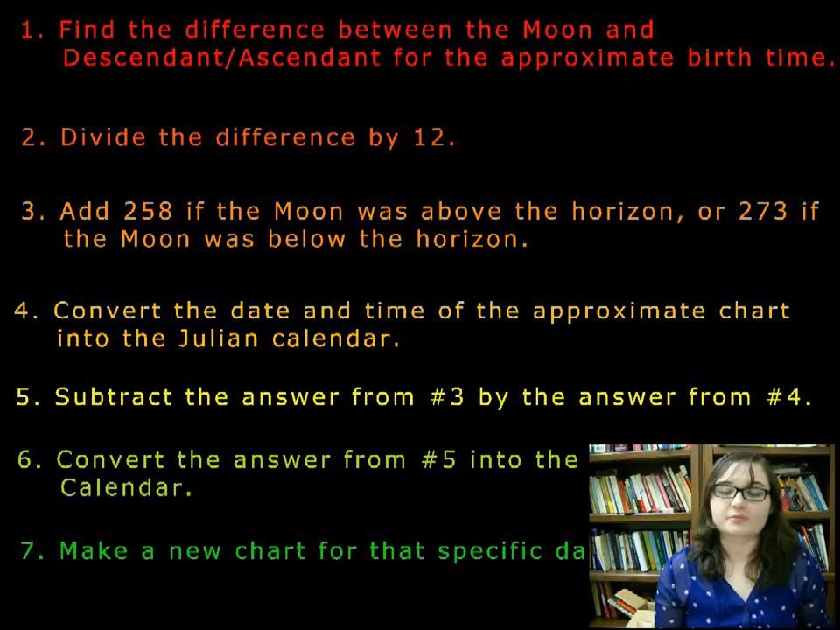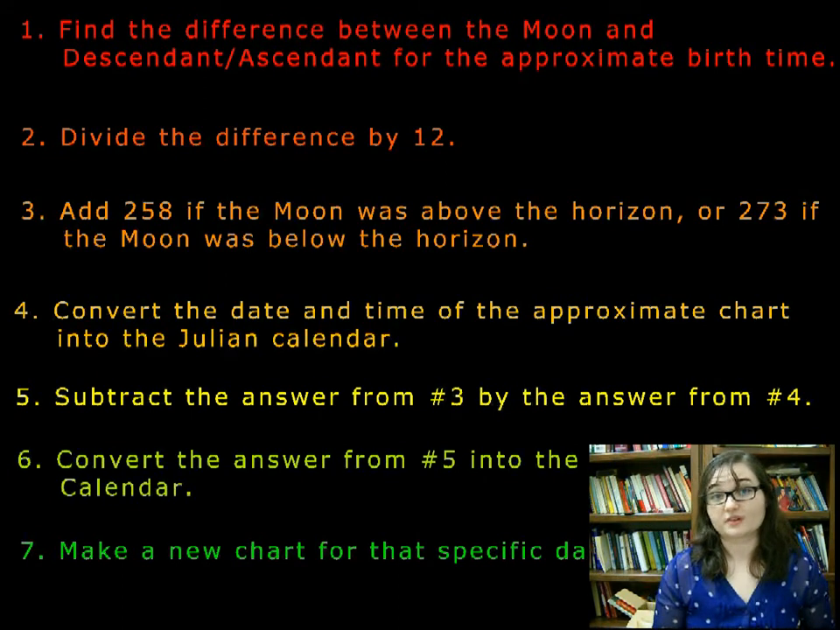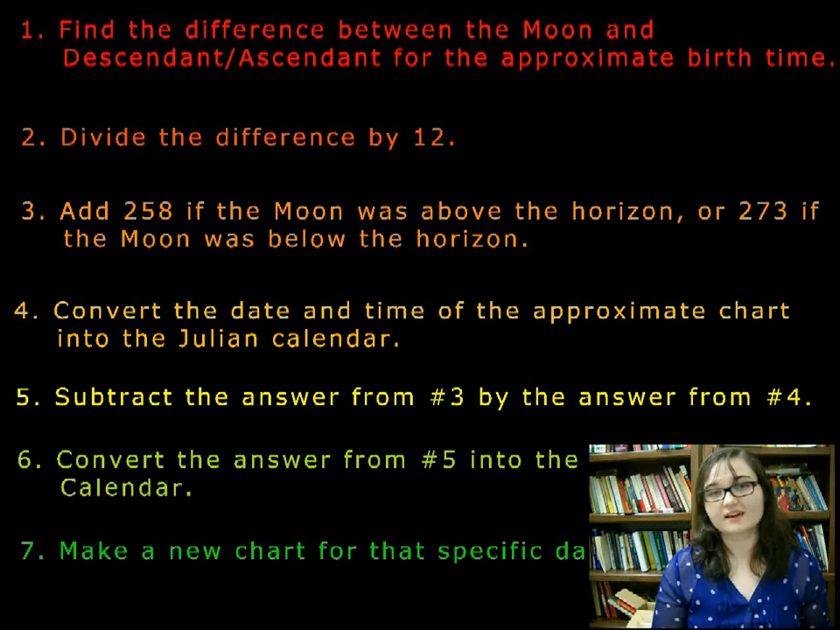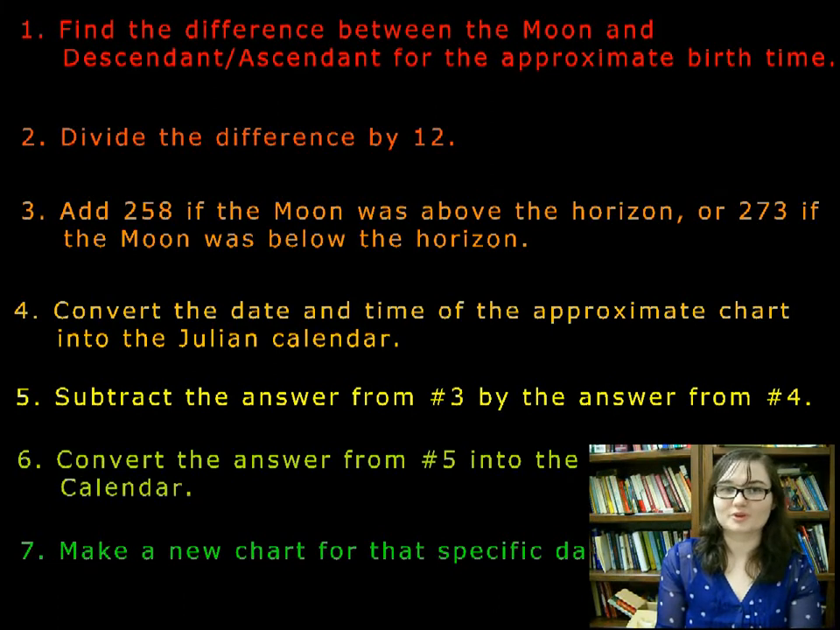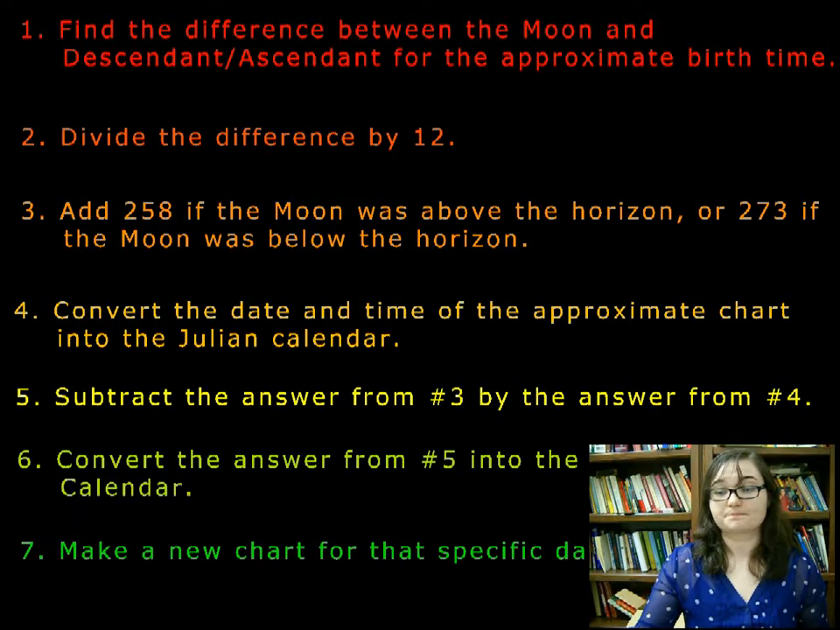After that, you can convert the date and time of the approximate chart into a Julian calendar model. Then you will subtract the answer from adding the gestation period from the Julian calendar model that you got from the approximate birth time. Once you get that, you will convert it back into the calendar date, and you'll make a new chart for that specific date and time.